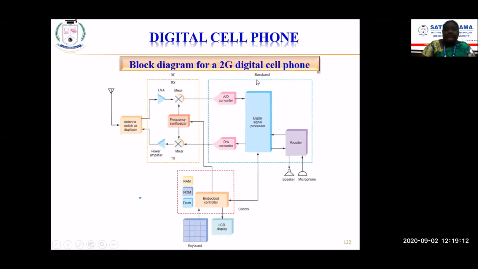There will be a voice coder, the codec part, that will take care of sending the signals to the speaker, as well as receiving the signals whenever we are speaking over the microphone. And this is the controller part, which has the embedded controller, RAM, ROM, flash memories, the LCD display, and keyboard control. The keyboard is for keying in the number you want to dial, and the LCD display is for displaying it. The digital signal processor also controls all these features. So this is the detailed architecture of a second generation digital cellular telephone.